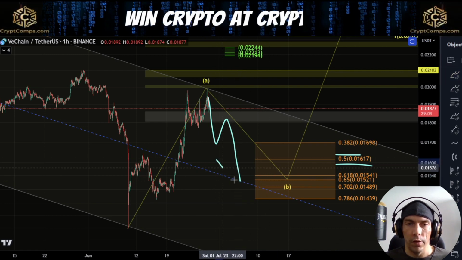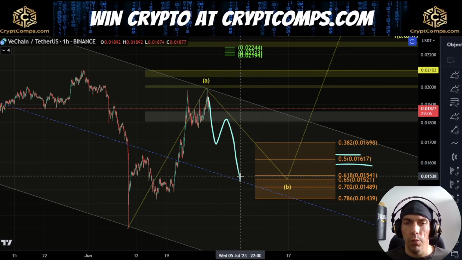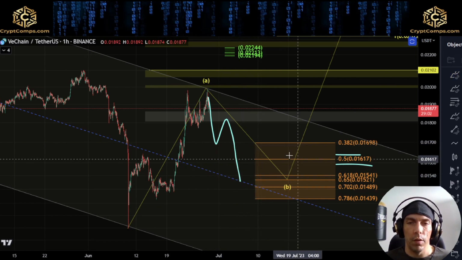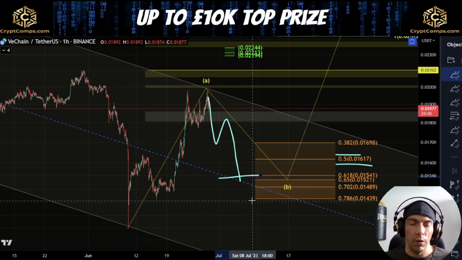Depending on how long this actually takes to develop, it could be quite interesting to see how we align with this center of this channel line here. If we do find support here and we look to reverse to the upside, possibly we would then be looking for that B wave to come into that position.